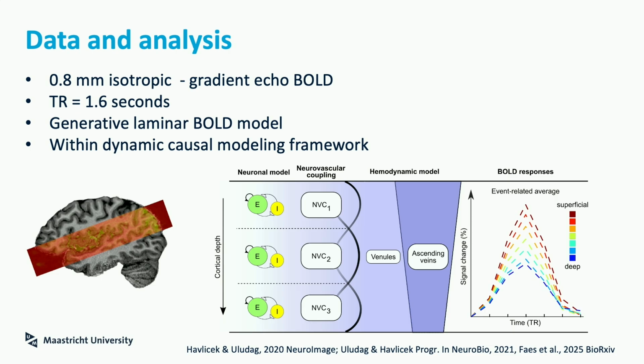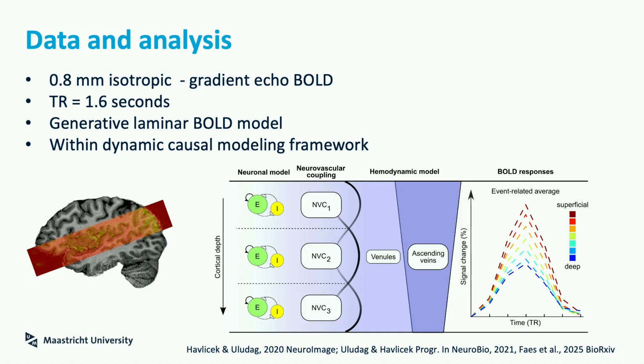And so there are a few ways to try and mitigate this problem, and we have used a generative laminar BOLD model. This looks a bit daunting, and I won't go a lot into the details, but if you are interested, come and talk to me after this talk or check out our preprint online for the details about this model. In essence, what it does is it's incorporated within the dynamic causal modeling framework, and it allows us to estimate the underlying neuronal parameters that give rise to our measured BOLD response.